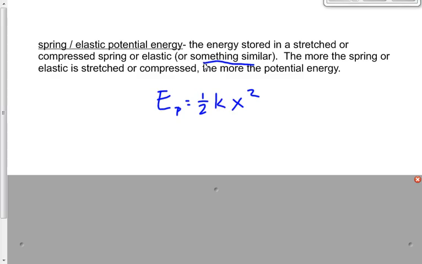X stands for displacement, and it's measured in meters. But it's not the displacement that you're thinking of. When I throw this elastic across the room, or I throw it to Lane, the displacement of that elastic is how far it's traveled, right? It's change in position. Agree? That's not the displacement that we're talking about here. That's delta D displacement. When I throw it, the displacement that it travels across the room is delta D. It's not X. The X displacement is how much it's stretched, or how much it's compressed.